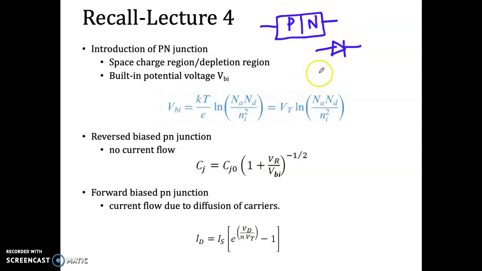So what is the function of a diode? To allow the current to flow in only one direction. Here will be plus, here will be minus. So you will have the diode current and then the diode voltage.